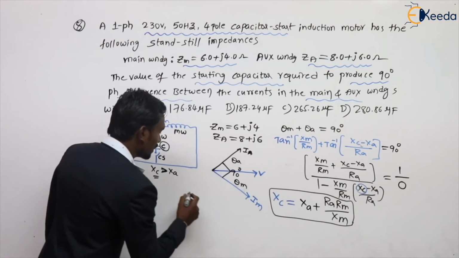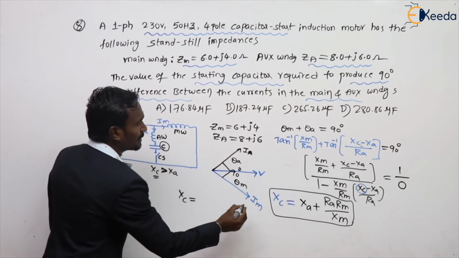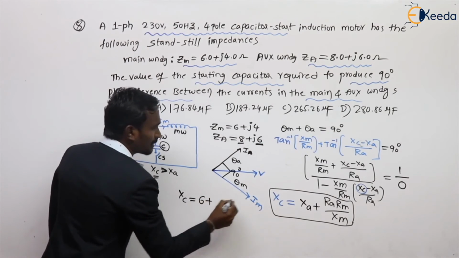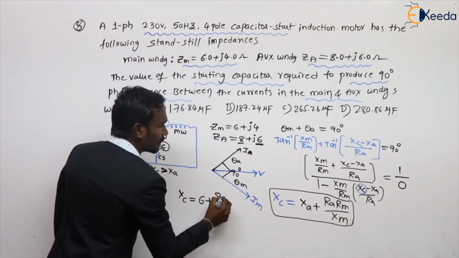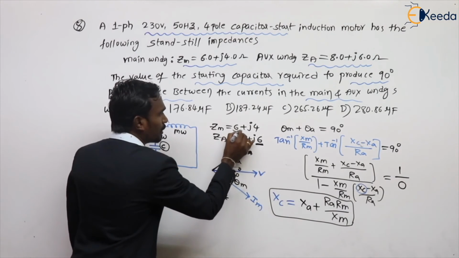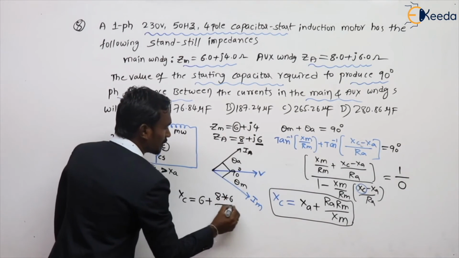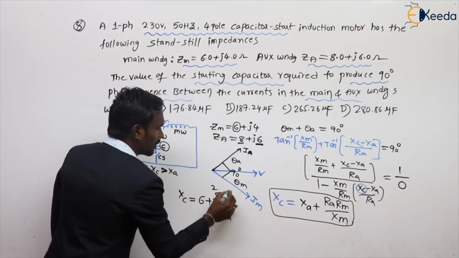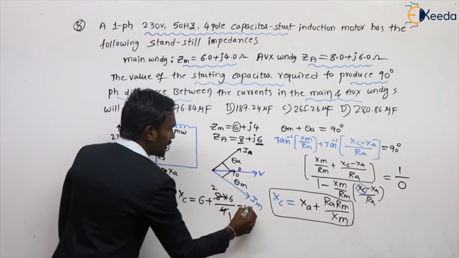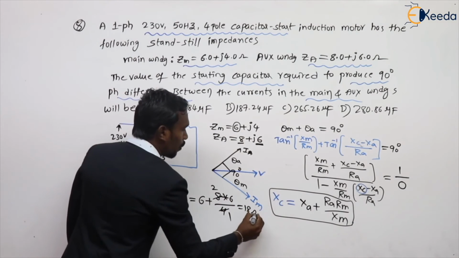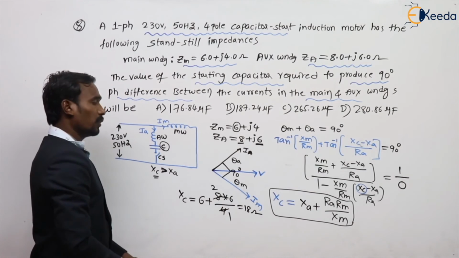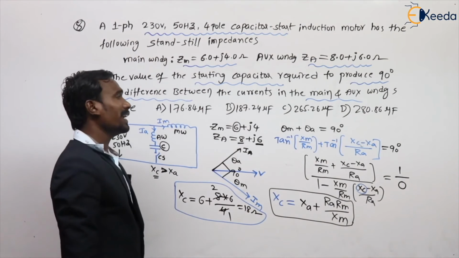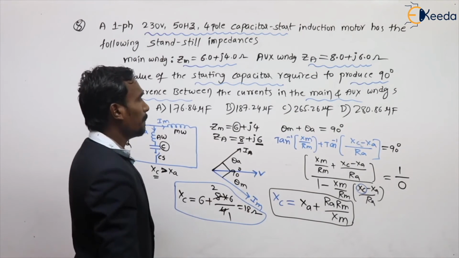So tell me, what is the Xc value from the equation? Xa is 6, plus Ra is 8 multiplied with Rm, the main winding resistance, divided by Xm, the main winding reactance. So the answer is 6 plus 12, 18 ohms. Be careful. This 18 ohms is the capacitive reactance we require here.